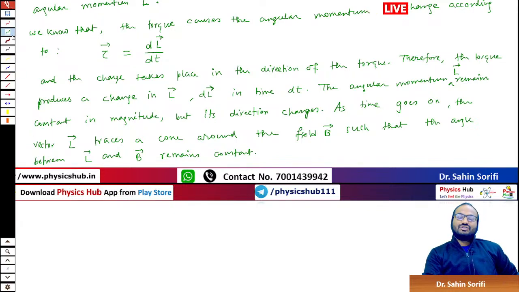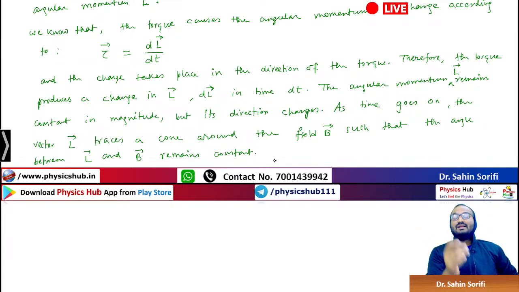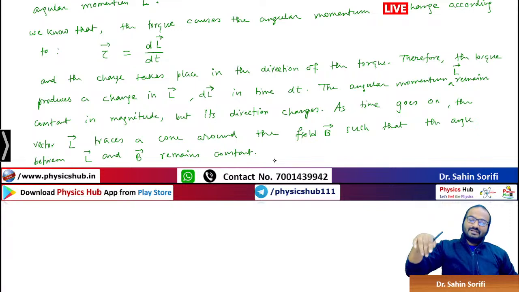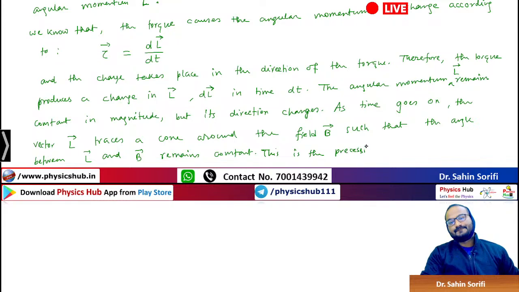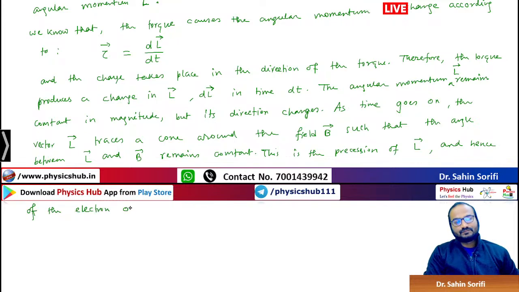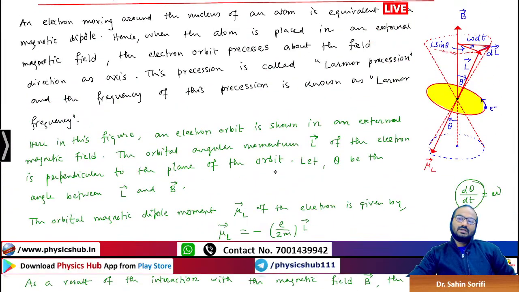Now this is the precession of L, and precession of L directly means precession of the electron orbit, because L is always perpendicular to the electron orbit. If L is changing, obviously the electron orbit will also change, maybe here, now here, here, here. Okay, this is the precession of L and hence of the electron orbit around B. Is this concept getting clear? This is a very crucial concept.